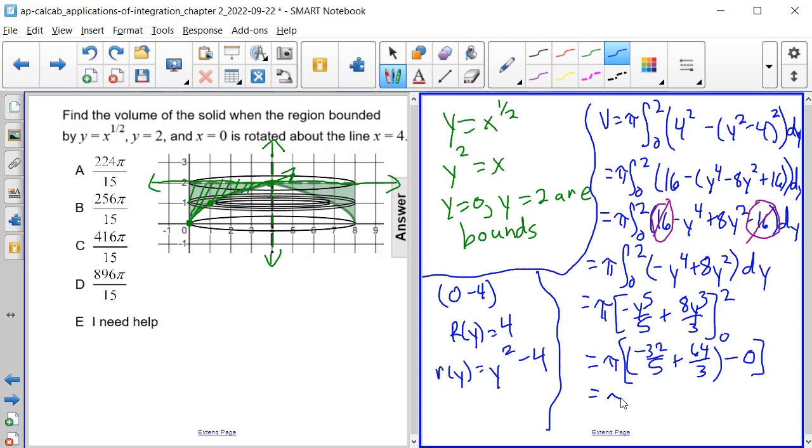So that's going to be pi times negative 96 over 15 plus 320 over 15, which is equal to 224 pi over 15, or answer choice A.